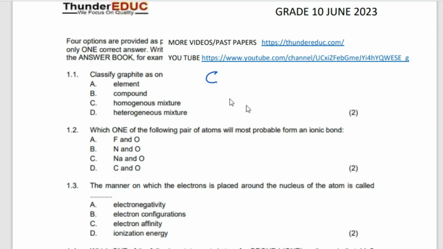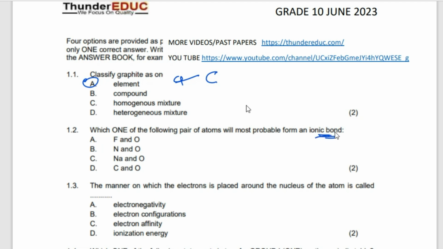Graphite is what? Is carbon. It's made up of carbon, just carbon. Meaning that graphite is what? Is an element. And then, which one of the following pair of atoms will most probably form an ionic compound?